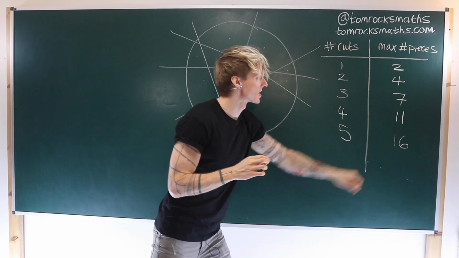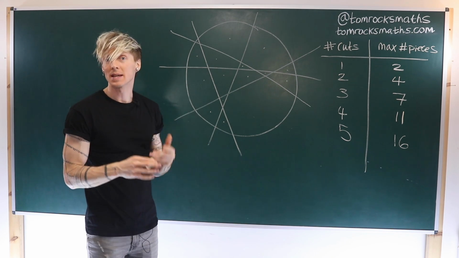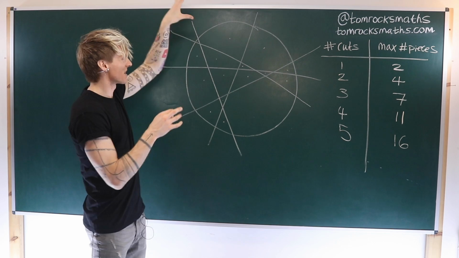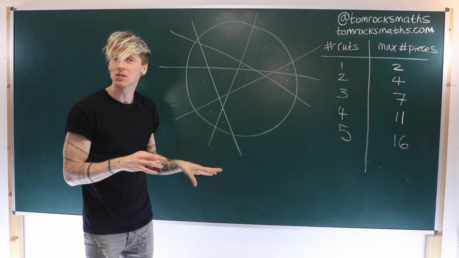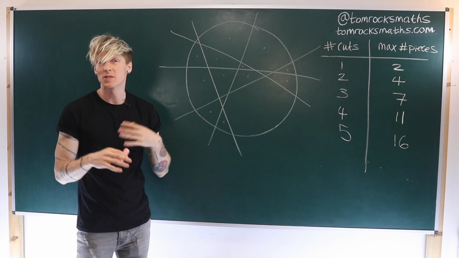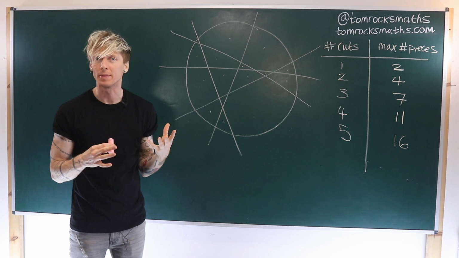We have 5 cuts, and we can see there is indeed 16 pieces, and that is going to be the maximum because of the reasons I just explained about needing as many intersections as possible to generate as many new regions as possible. So now we have the solution for some small values of n. Let's see if we can spot a pattern and come up with the general formula.